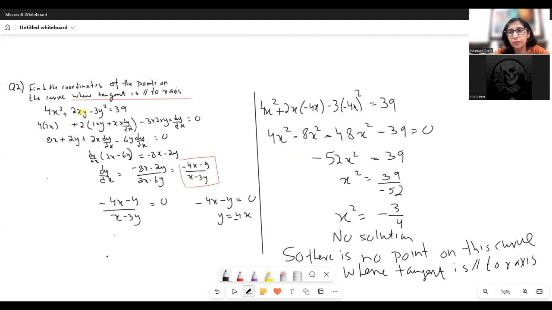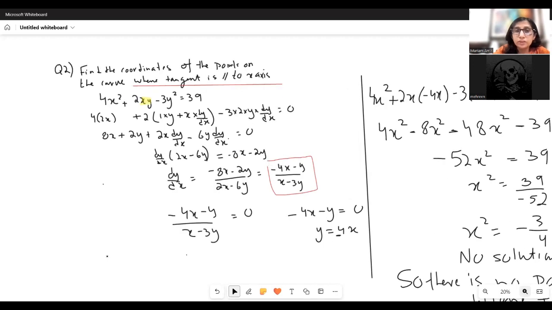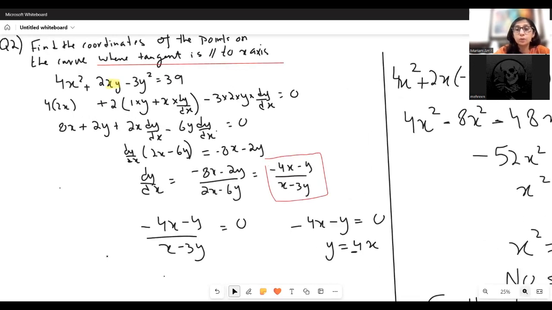I'm not sure if we'll still get an answer or not, but I want you to have this in mind as well. Sometimes the question would say, find the coordinates of the point on the curve where the tangent is parallel to the y-axis. So how does the question change if it says parallel to the y-axis instead?